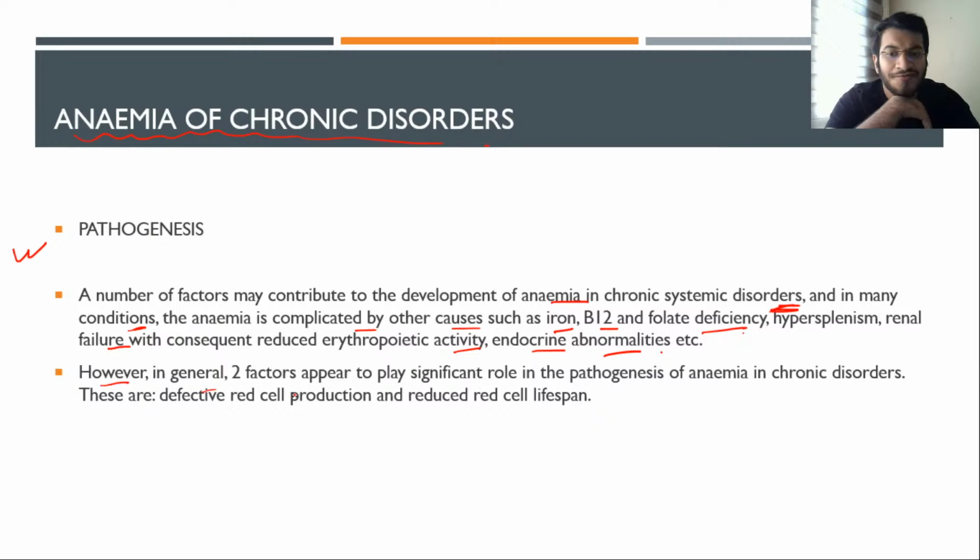However, in general, two factors appear to play significant role in the pathogenesis of anemia in the chronic disorders. These are defective red cell production and reduced red cell lifespan. Right?